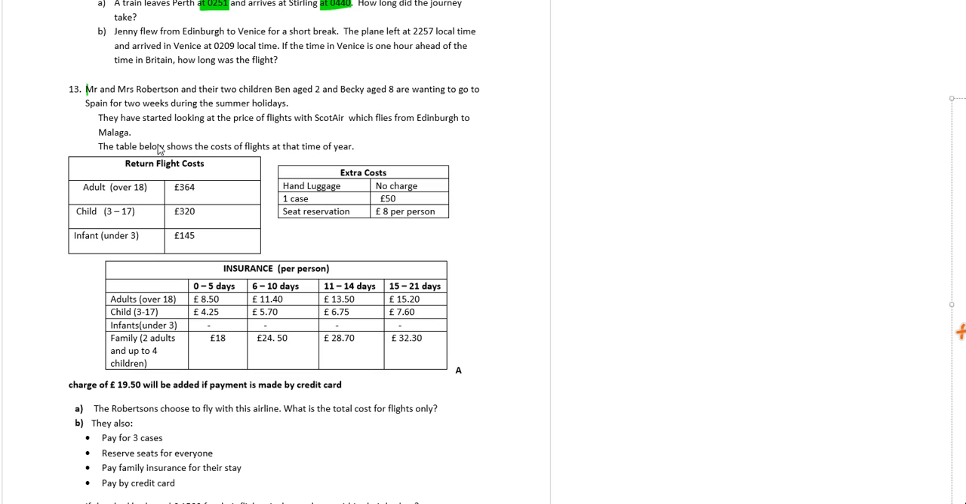So Mr. and Mrs. Robinson, so 2 adults and 2 children, aged 2 and 8, are wanting to go to Spain. So Spain for 2 weeks during the summer. They started looking at the price of flights with Scottish, which flies from Edinburgh to Malaga. The table below shows the cost of flights. So we've got all of our costs, extra costs, and insurance. Okay, so it's 2 adults. I'm just going to write this down. So the 2 adults.